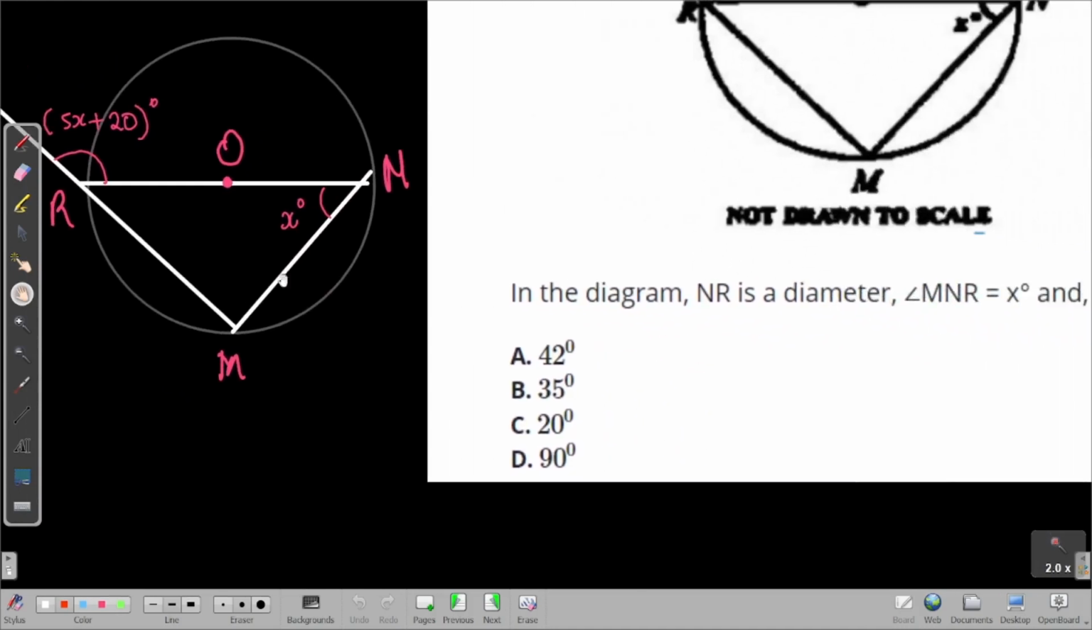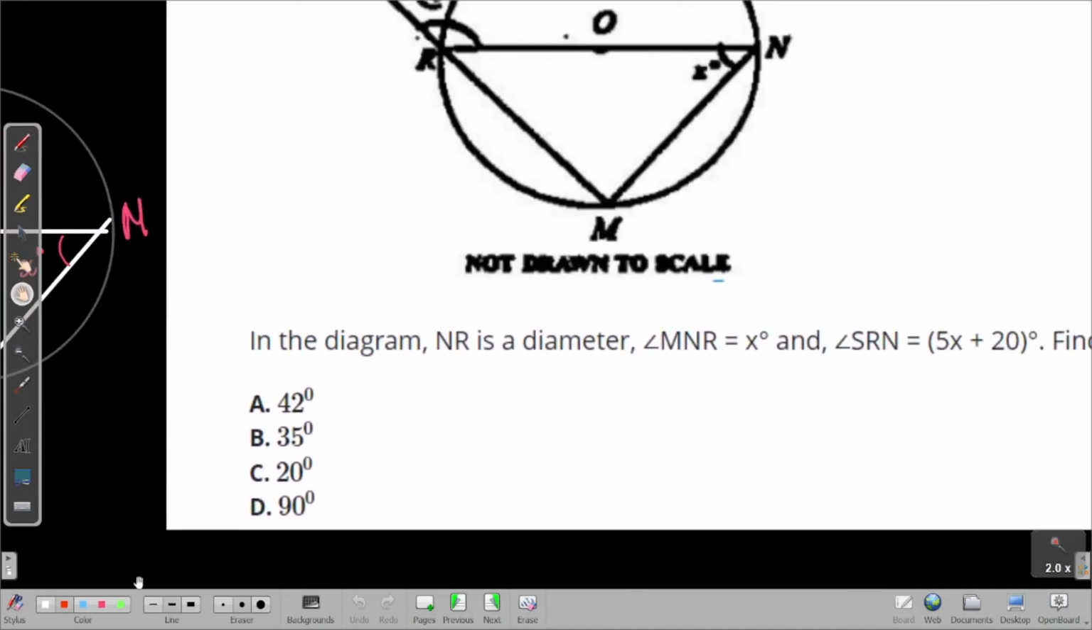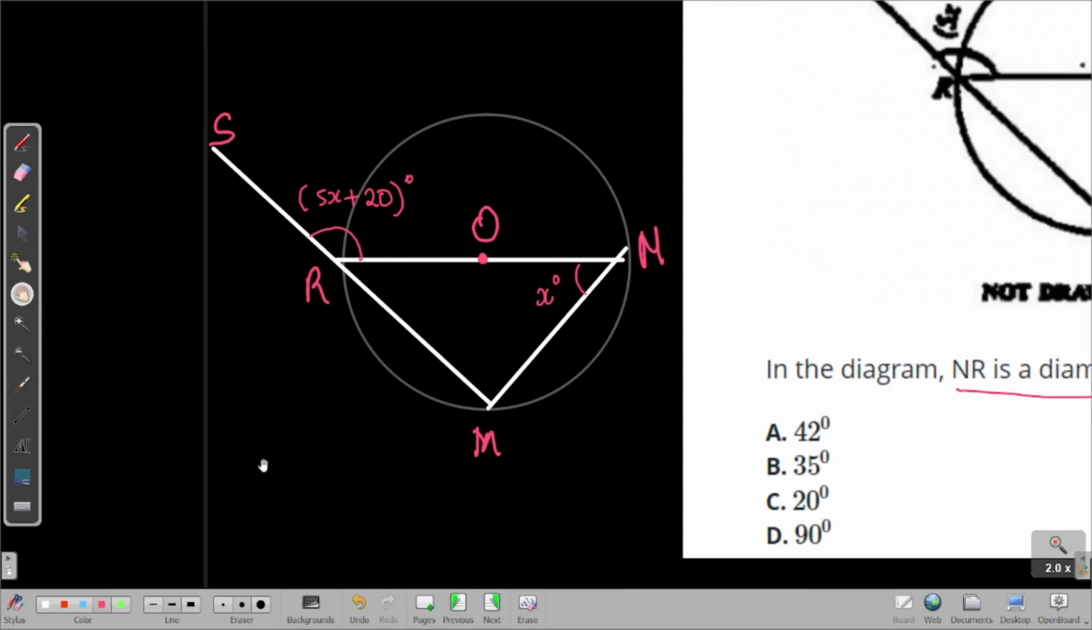Let's analyze this question. Always read your question: what information did they give you, and what can you do with that information? They told us that NR is a diameter. Let's go back to our diagram. NR is a diameter. Ooh, this is a triangle. So NR is part of a triangle and it's a diameter. Whenever you have a triangle and one of the sides is a diameter in a circle, the angle opposite that diameter is usually a right angle. We call that theorem angle in a semicircle.